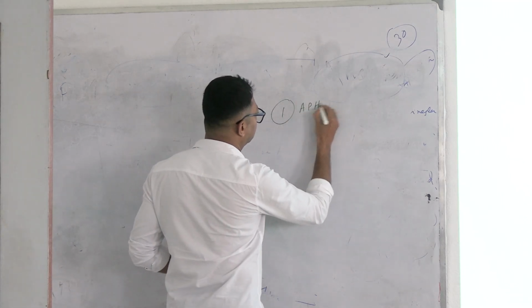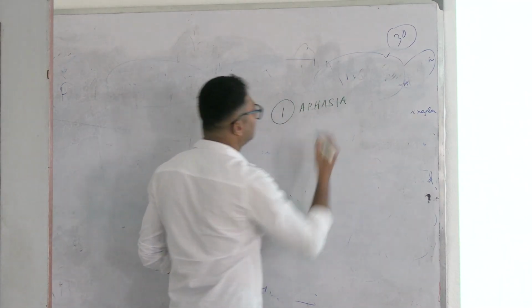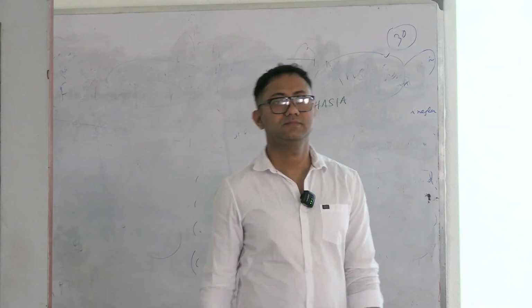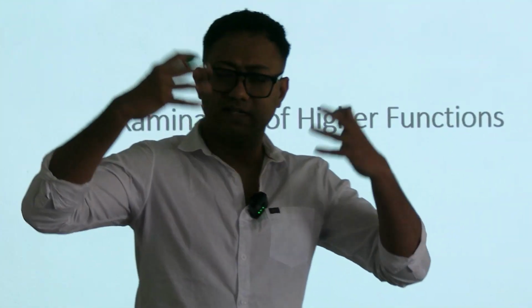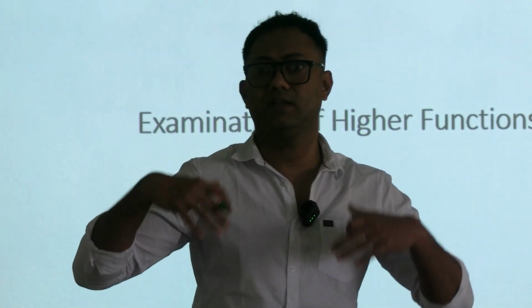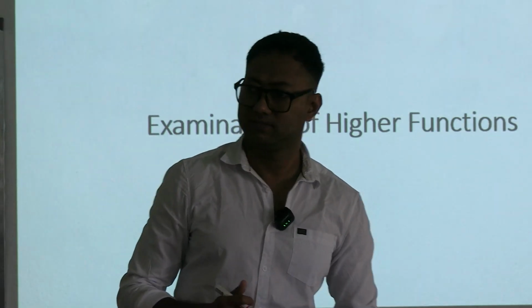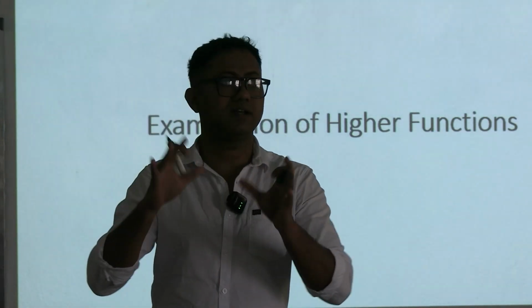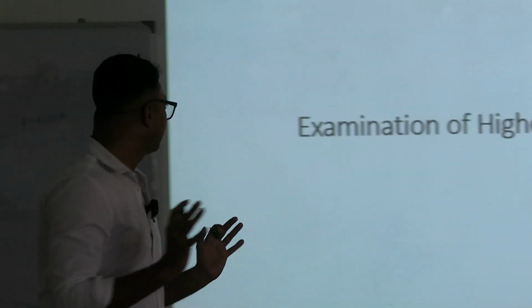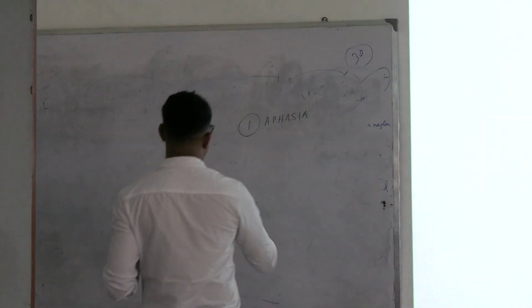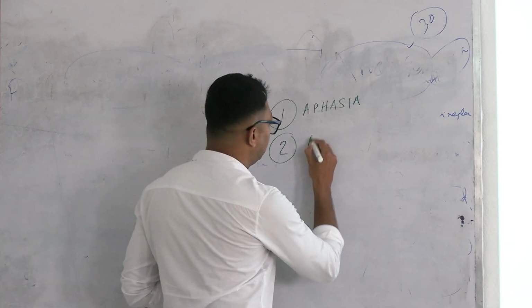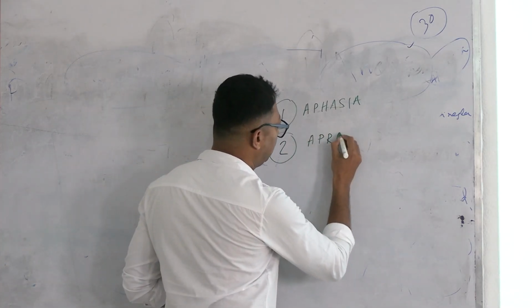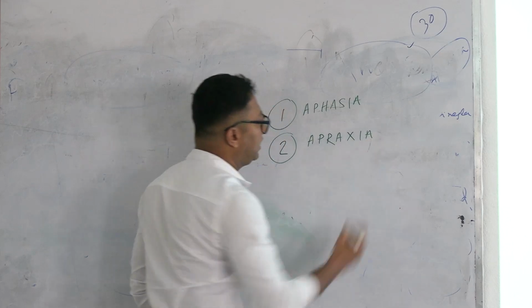So one cognitive dysfunction is aphasia. What is aphasia? Yes, language problem. Either a difficulty in understanding words or maybe difficulty in speaking, right? So aphasia is somewhat a language problem. Number 2, apraxia.